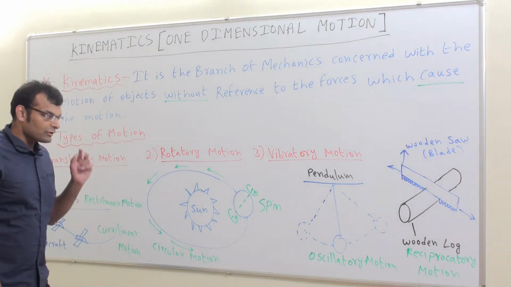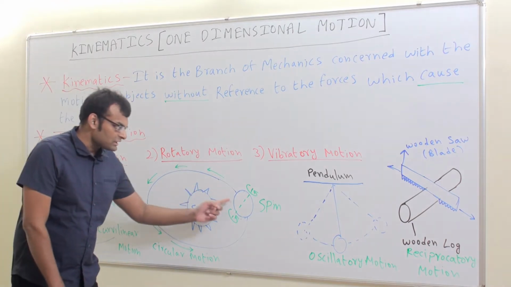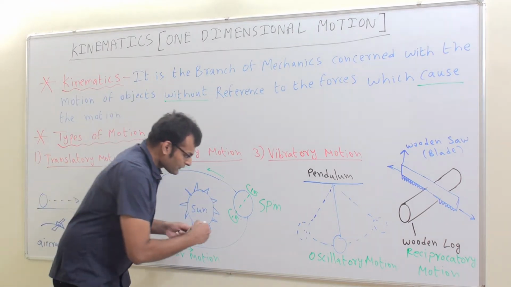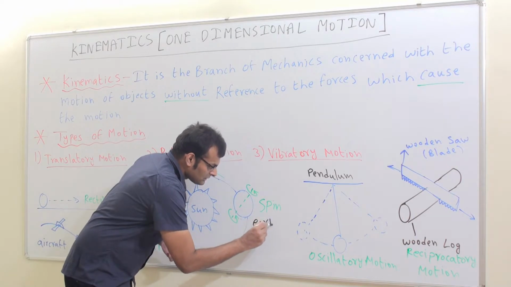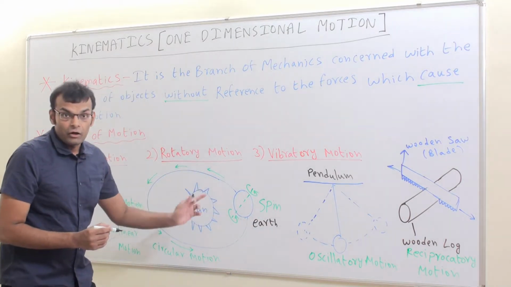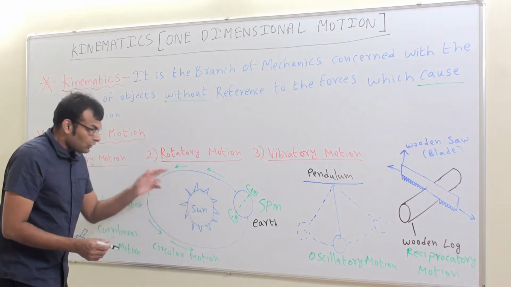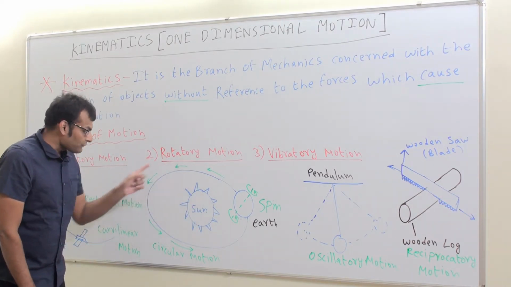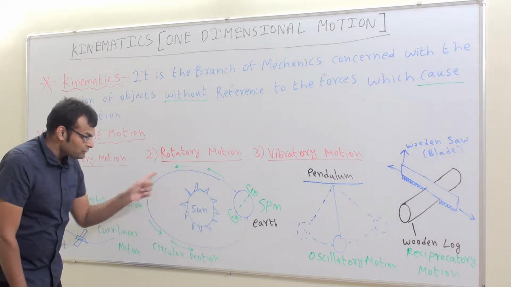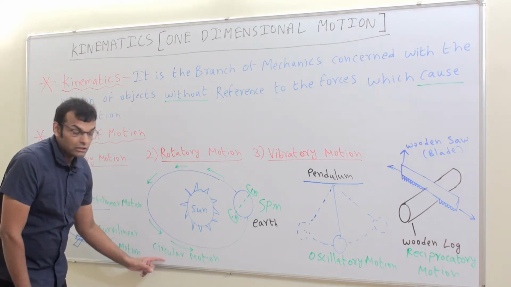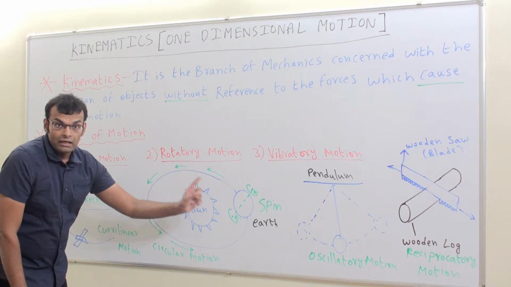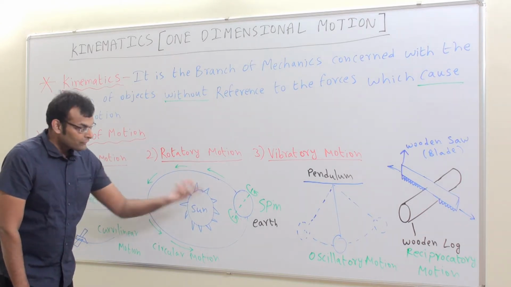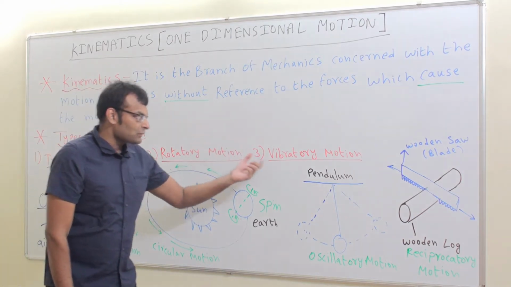In rotatory motion, there are two types of motion where you can see the earth. This is earth, where it is spinning on its own axis, and it is also circulating around the sun or rotating around the sun. So this type of motion, that where the earth is moving around the sun, is called circular motion, and when it is spinning on its own axis is called the spin motion. And similarly, let's see what is vibratory motion.